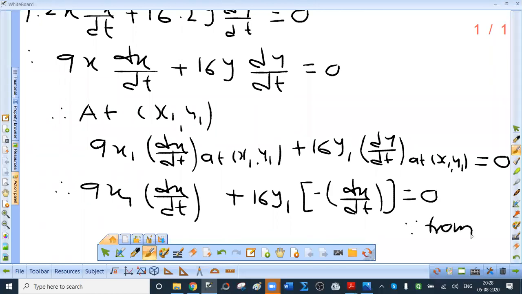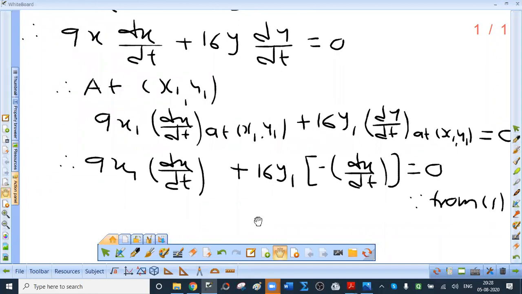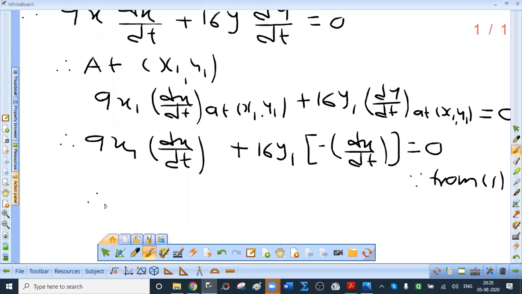From 1. I hope you have understood this. Now dx dt gets cancelled. Therefore, 9x1 minus 16y1 is nothing but 0. Suppose this is the second result. Now we are interested in finding x1, y1.